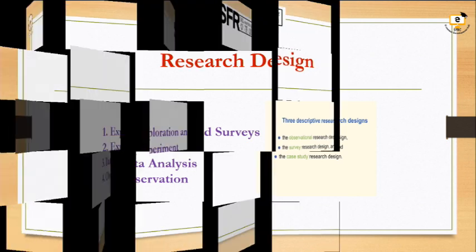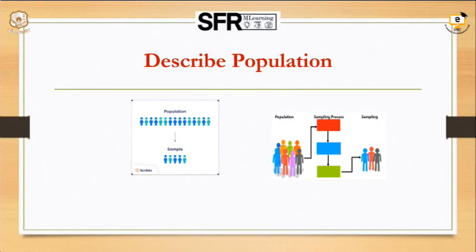And the fifth one is describe population. Here in research, the term population refers to the study group. Suppose you are the researcher, and you wish to investigate a certain group of people in the community. In that case, the research could target a specific age group.